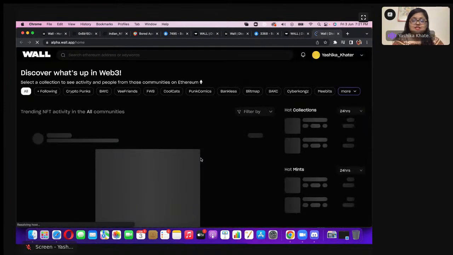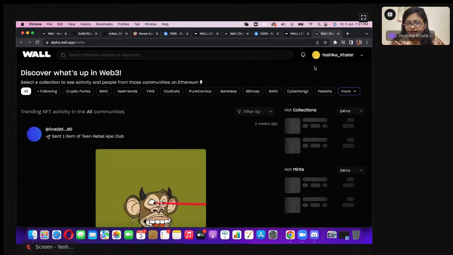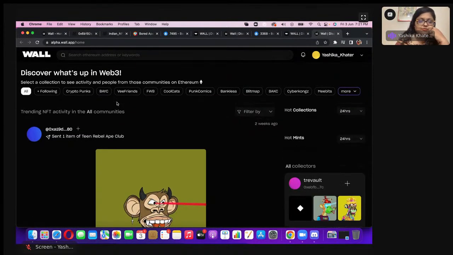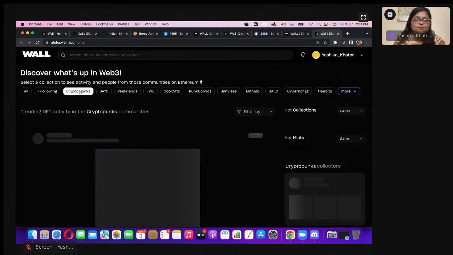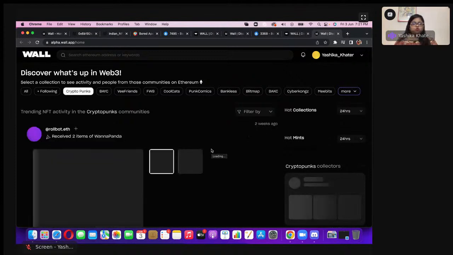So it says alphas are out, and because I already connected my wallet it doesn't ask, or else there will be an option here to connect your wallet. Once you press that, your wallet will get connected. And now you can go here and see, say for example, I want to see the CryptoPunks holders, and who the people in the CryptoPunks community are.